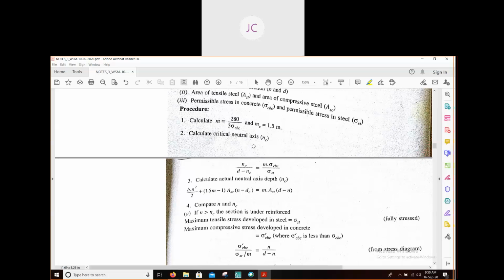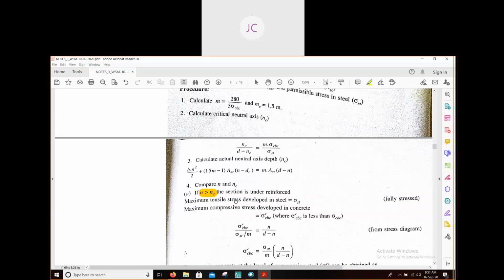Then we have to compare the two values NC and N. Critical neutral axis NC, and this should be N, not NC. So we have to compare these two values. If N is less than NC, then we can say that it is under reinforced. This equation is wrong here; it should be N less than NC. Then the section is under reinforced. Then the maximum tensile stress in steel will be sigma ST, and the maximum compressive stress developed in concrete is this much.